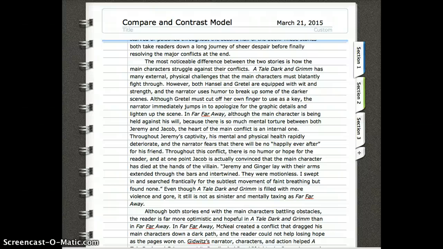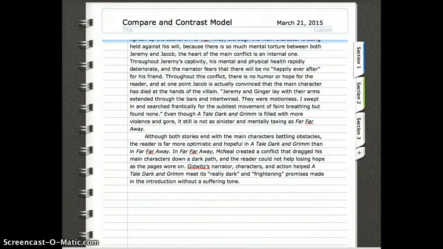Even though A Tale Dark and Grim is filled with far more violence and gore, it is not as sinister and mentally taxing as Far, Far Away. Although both stories end with the main characters battling obstacles, the reader is far more optimistic and hopeful in A Tale Dark and Grim than in Far, Far Away. In Far, Far Away, McNeill created a conflict that dragged his main characters down a dark path, and the reader could not help losing hope as the pages wore on. Gidwitz's narrator, characters, and actions helped A Tale Dark and Grim meet its really dark and frightening promises made in the introduction without a suffering tone.